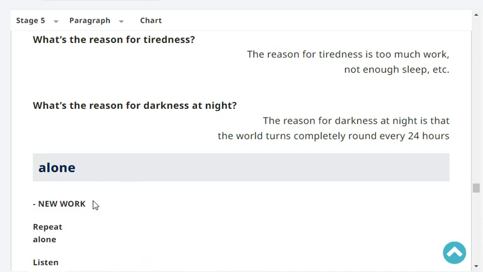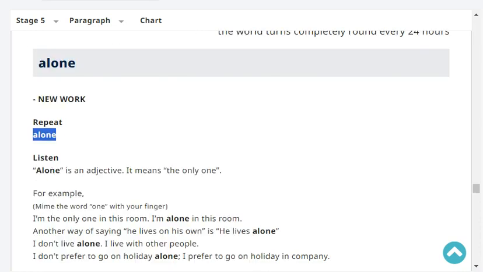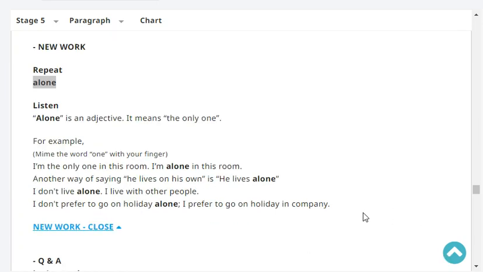Next, repeat: alone. The word alone is an adjective. It means the only one. For example, I'm the only one in this room, or we can say I'm alone in this room. Another way of saying he lives on his own is he lives alone. I don't live alone. I live with my family. I don't prefer to go on holiday alone. I prefer to go on holiday in company.